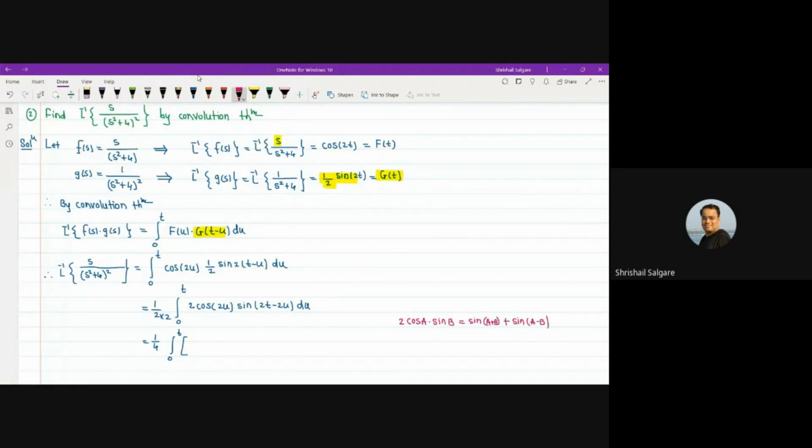Very good. Now in this case, suppose this one is your A. The plus sign is here, and in the middle there is a minus sign.